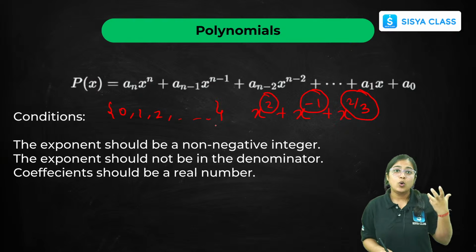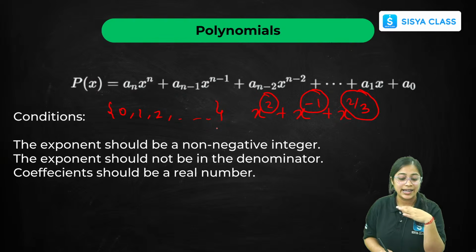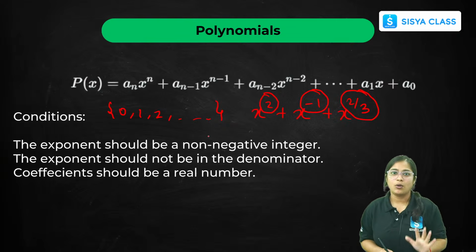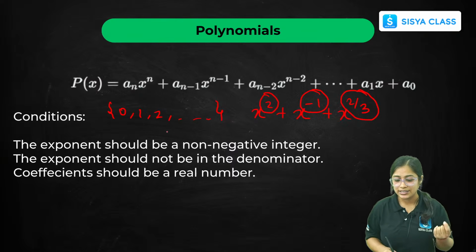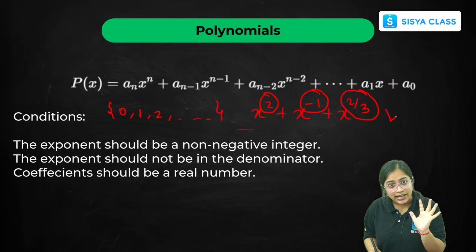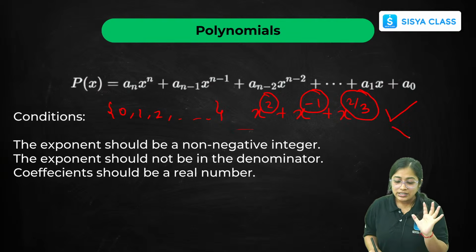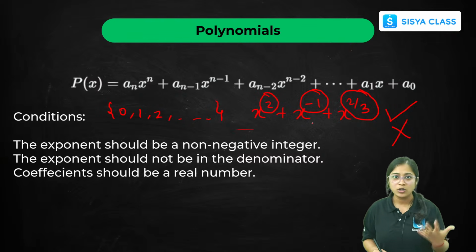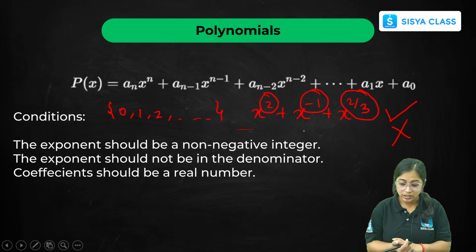So except whole numbers, no other number can be the power of your variable in a polynomial. Okay. So this x square plus x raised to power minus 1 plus x raised to power 2 by 3, it is an expression, but it is not a polynomial. Why is it not a polynomial? Because here the power of x is minus 1 and also 2 by 3. Okay. So I hope this polynomial is clear to all of you.